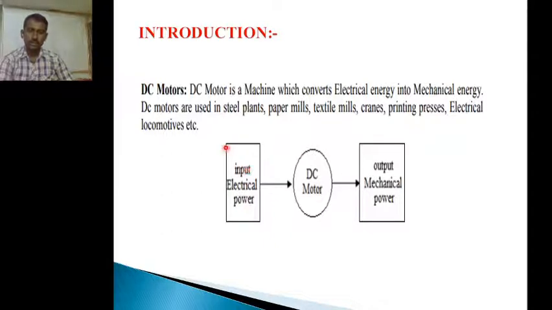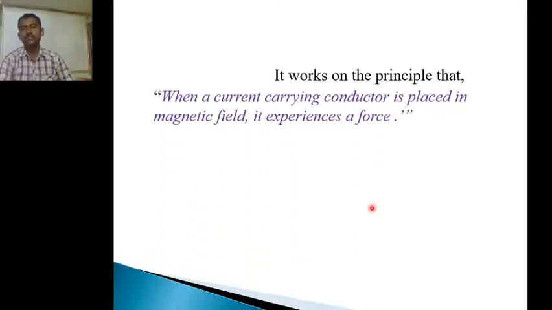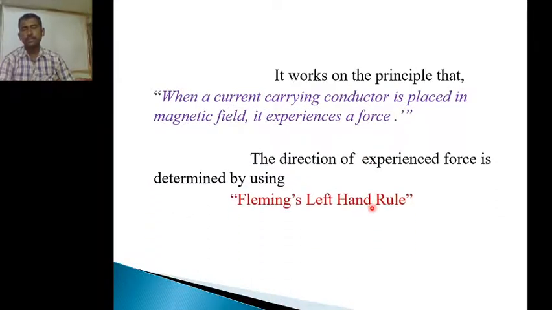Looking at this slide, we have our DC motor, and for the DC motor the input is electrical power and the output is mechanical power. Normally the DC motor is used for converting electrical energy into mechanical energy and works on the principle of the Lorentz force equation. According to the Lorentz force equation, when a current carrying conductor is placed in a magnetic field, it will experience some force, and the direction of that force can be given by Fleming's left hand rule.